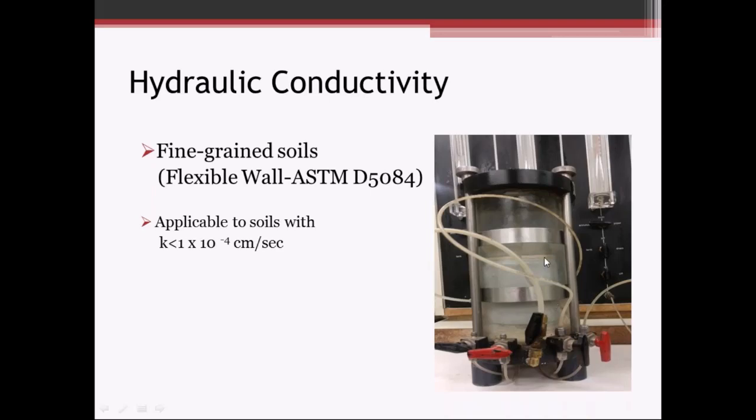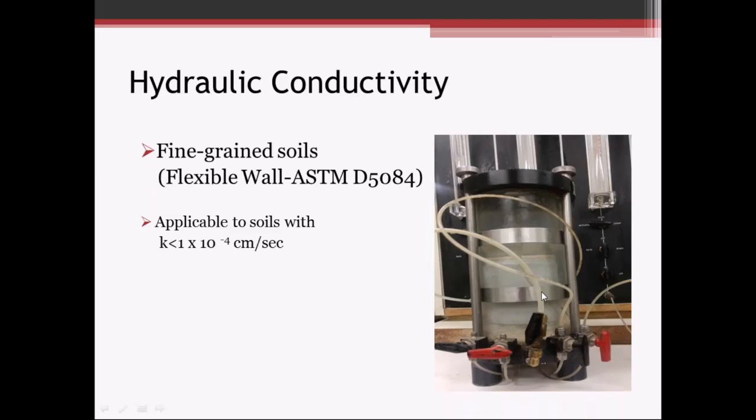So the sample will be placed in a flexible membrane, and the outside of the specimen is surrounded by water, and that's going to be put under a confining pressure. And water is actually forced through the sample because if we were to run the test under gravity, it would probably take several years to determine the permeability.